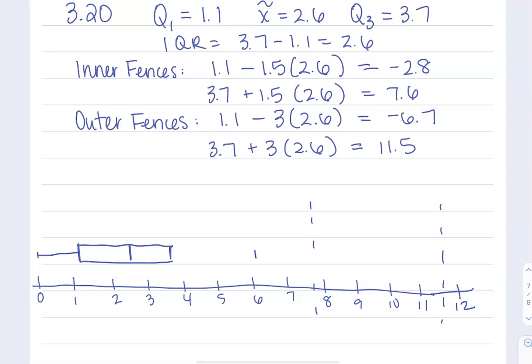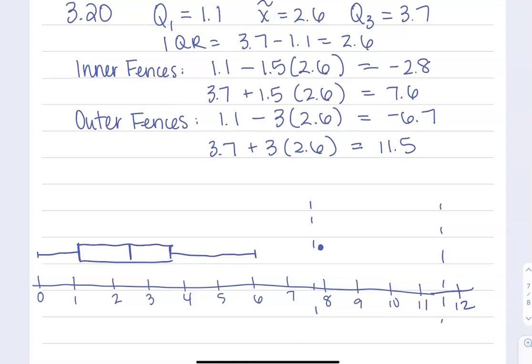So my upper whisker is only going to go to 6.1, even though I have other values that are beyond this. There's a 7.9. So that's a minor outlier because it's within the fences. So I plot there at 7.9 and also at 9.5. But then 11.9 is even beyond this, and so it's going to get an open circle.